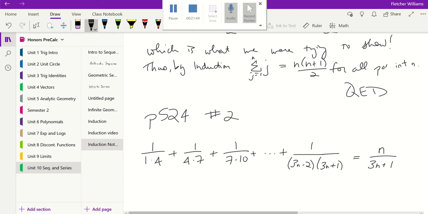Okay, so you're trying to show that this statement is true for all positive integers n. I just want to help you see the setup of the problem. It's the same kind of thing as what we've been doing, but the sum is given in expanded form instead of in sigma notation. So maybe for you it would be helpful to get it in sigma notation.